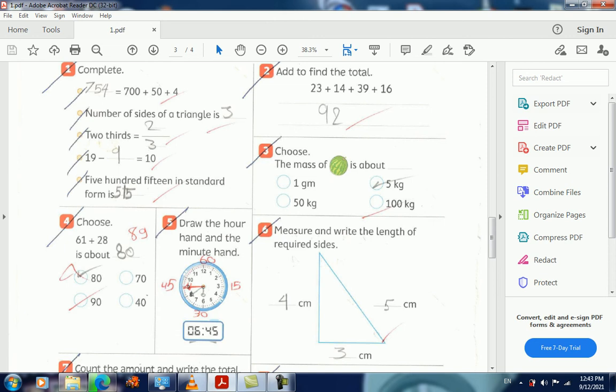515 in standard form means what? 500 is 5 and it should have double 0 beside it. But there is 15, so we remove the 2 zeros and we put 15. So it's 515.